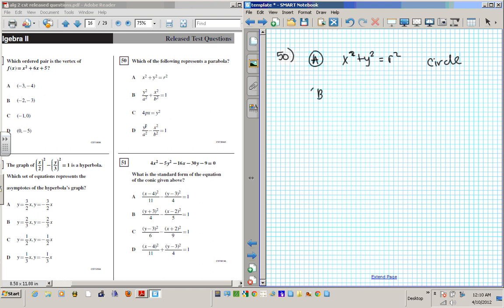For B, y squared over a squared plus x squared over b squared equals 1. This is an ellipse for certain. If a equals b, then we have a special case of an ellipse, which is a circle. A circle is a special case of an ellipse.